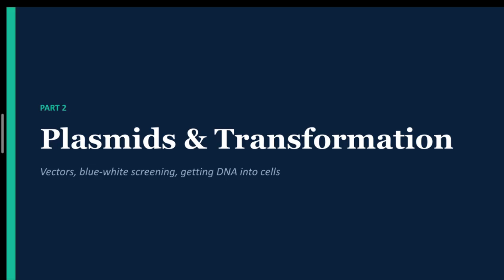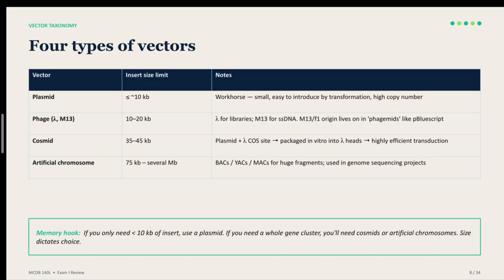So this involves vectors, blue-white screening, getting DNA into cells, etc. So it's important to note that there's four types of vectors that we discuss in molecular biology. There's the plasmid. It's the classic workhorse. It's basically the thing that's going to be used for almost everything in molecular biology. And throughout this class, we're just using a plasmid, right? So the whole point is it's very favored when you have an insert size limit under 10 kilobases. Once you get higher than 10 kilobases, it doesn't really work that well. That's when you have to start using stuff like lambda phages, M13 phages, things called cosmids, artificial chromosomes.